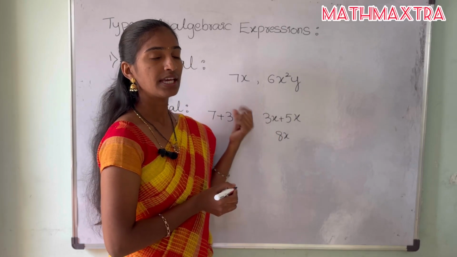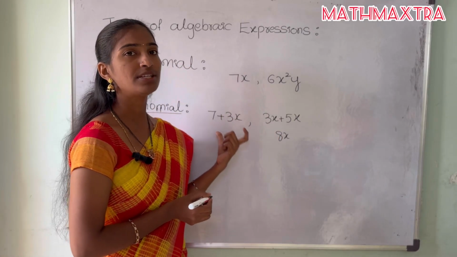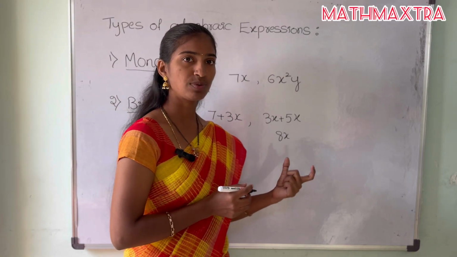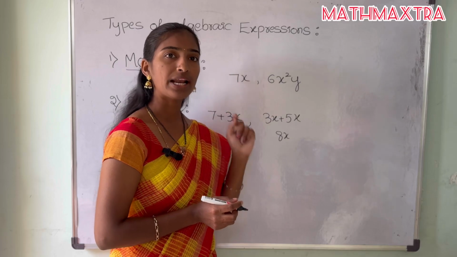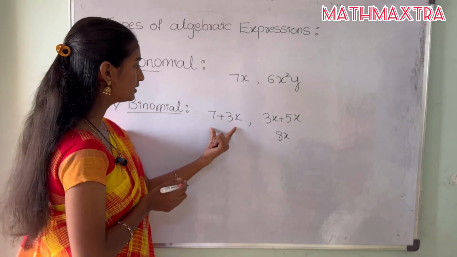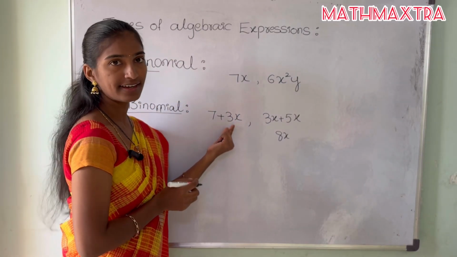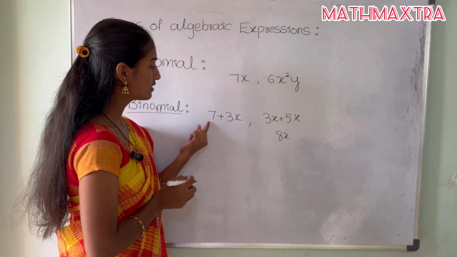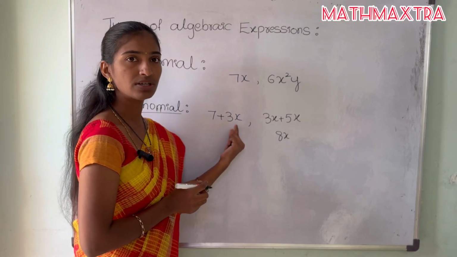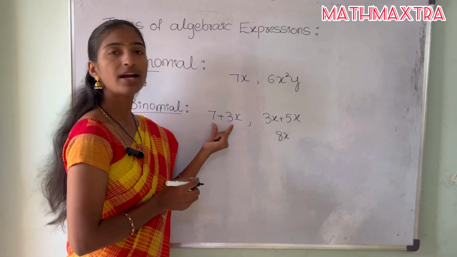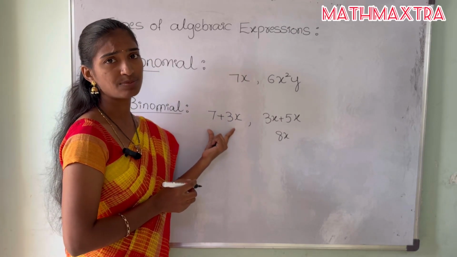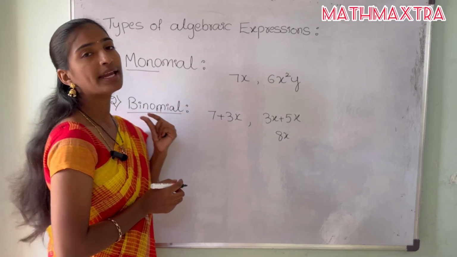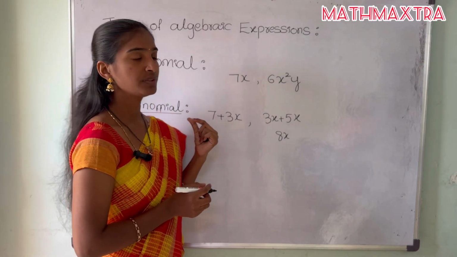That is why in the definition we have to mention that an algebraic expression must contain exactly two unlike terms. Look at this example. This is 3x, this is 7. This is one different term and this is one different term. These two are unlike terms. That is why we call this expression a binomial.